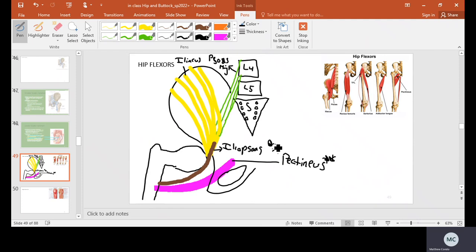Because remember, when I'm contracting a muscle, remember what the word contraction means. I'm shortening. I'm bringing my insertion closer to my origin. So if that muscle sits in that anterior compartment, regardless of the fact that it has most of the fibers oriented in the frontal plane, it's going to have a little bit of flexion.